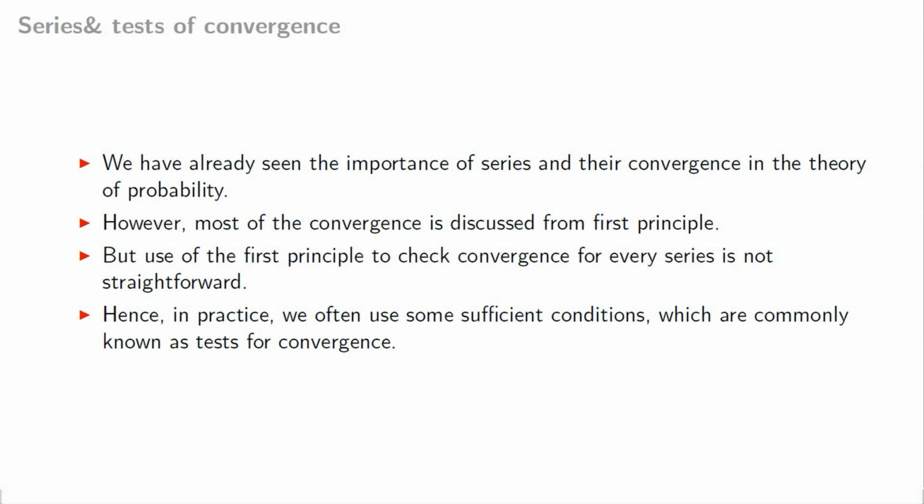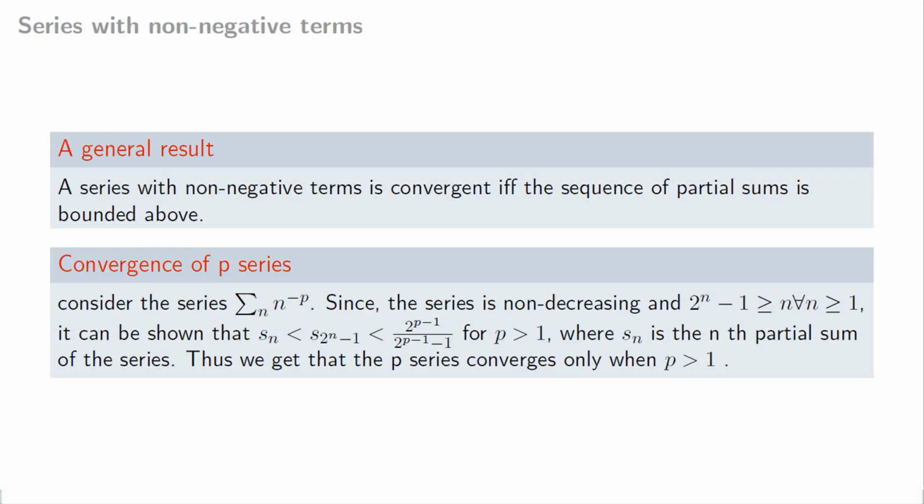So, we start with series with non-negative terms. Let us first introduce a general result which is valid for every non-negative series. A series with non-negative terms is convergent if and only if the sequence of partial sums is bounded above. Next, we consider as an example the P series.